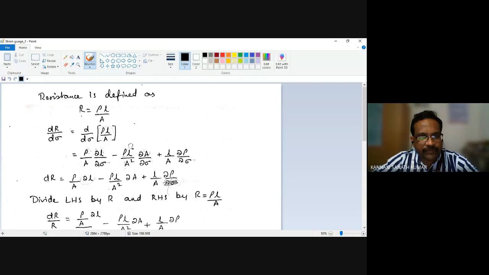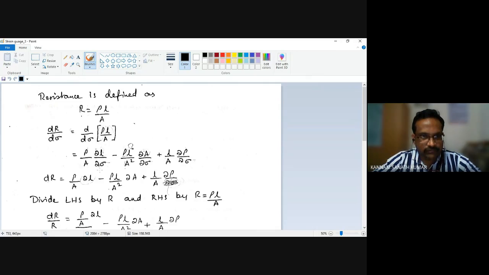So these three are variables, so you have to differentiate each and every variable. If you are differentiating with respect to rho, you have to consider L and A as constant. Differentiating with respect to L, rho and A are constant, so rho by A. Partial differentiation: rho L by dou delta of 1 by A. 1 by x differentiates to minus 1 by x square, so minus rho L by A square, dou A by dou delta, plus L by A dou rho by dou delta.